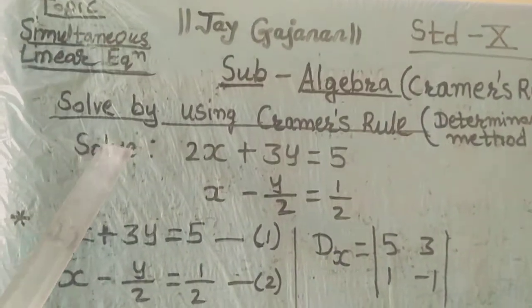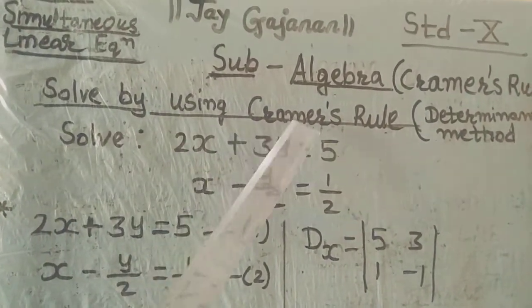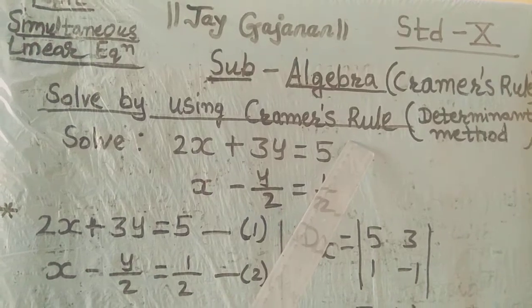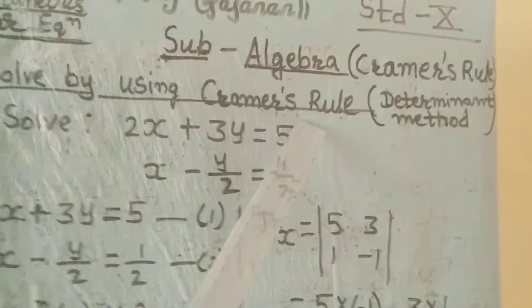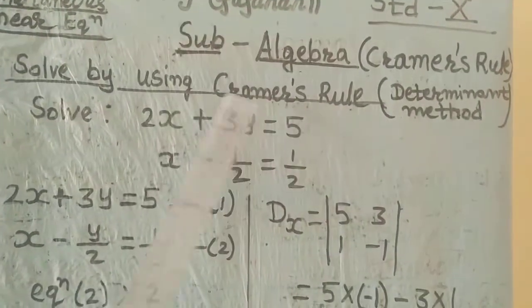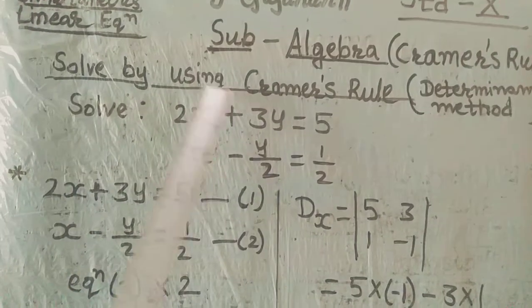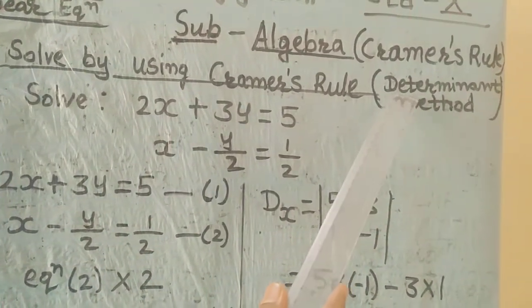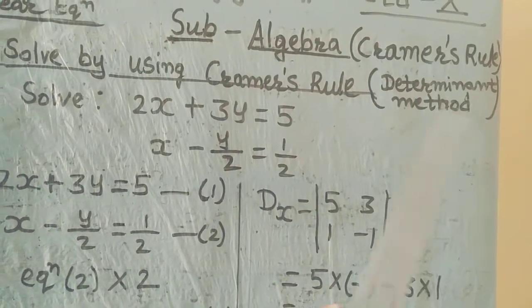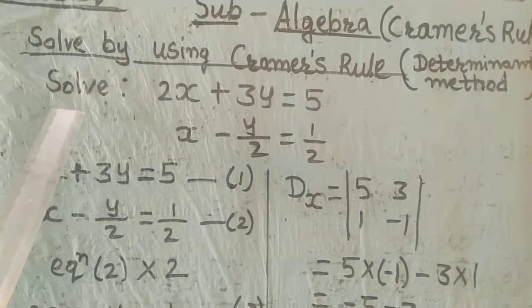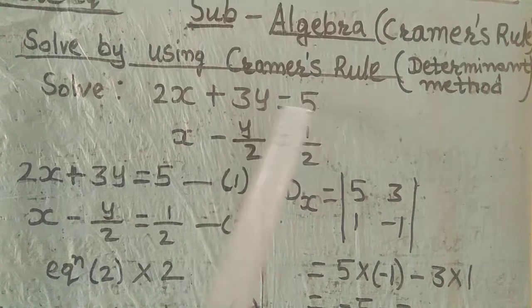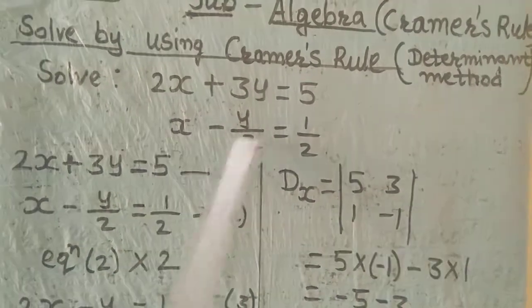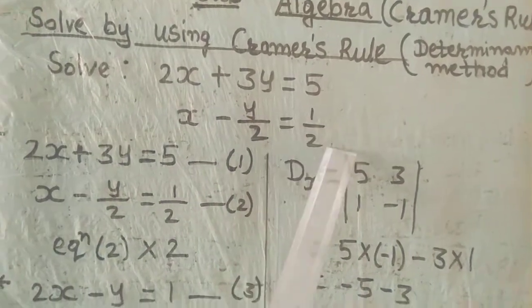In the last period, we already discussed the procedure of Cramer's rule. Now, let us take an example depending on this. Solve by using Cramer's rule. It is also asked as solve by determinant method. Solve 2x plus 3y is equal to 5, x minus y upon 2 is equal to 1 upon 2.